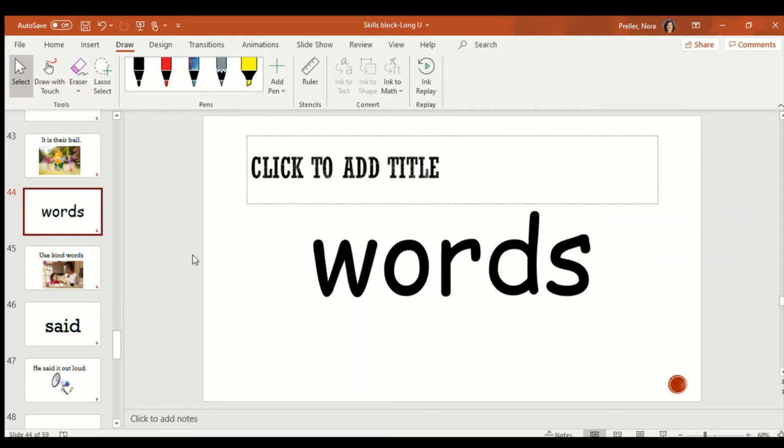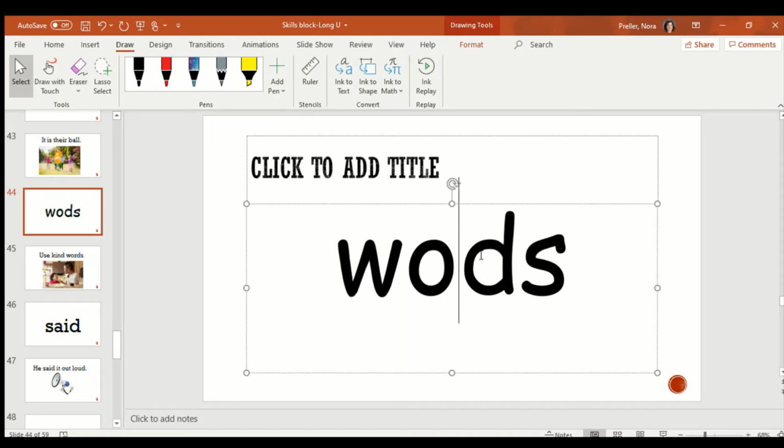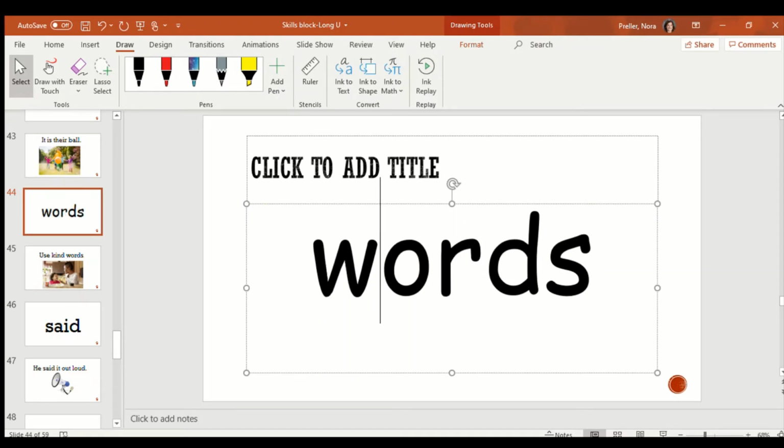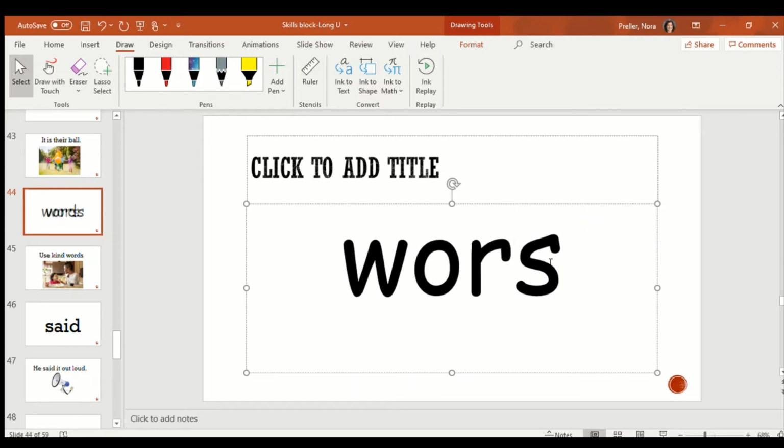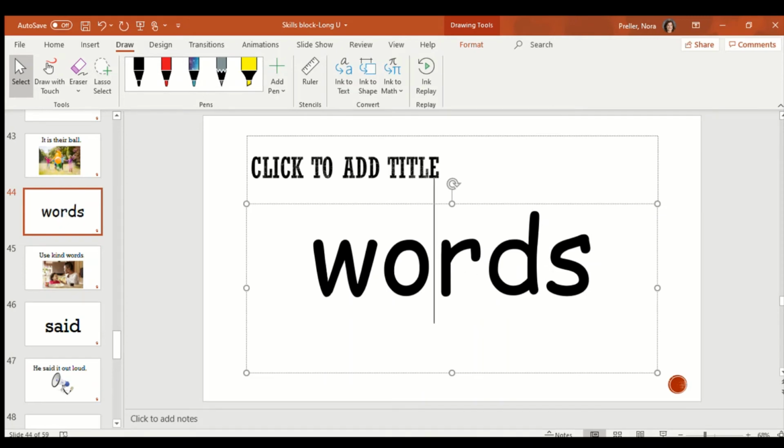Our next word is, try reading it, words. This word is words. Words is spelled W-O-R-D-S. Words. Let's play mix it, fix it. I'm going to erase a letter and I want you to try to tell me what's missing. What's missing? R. What's missing? W. What's missing? S. What's missing? D. What's missing? O. Good.